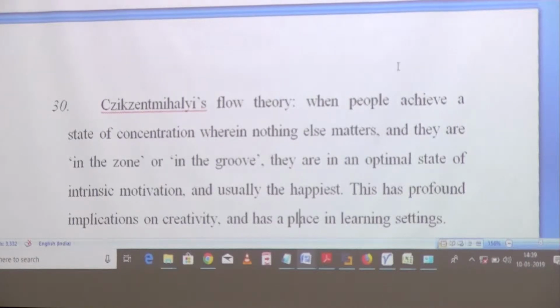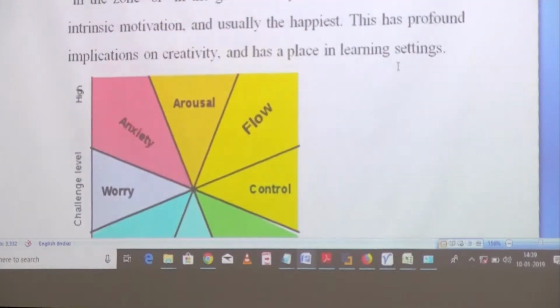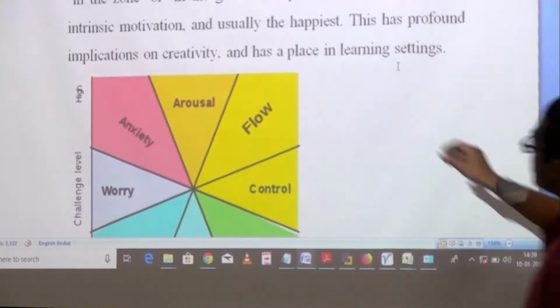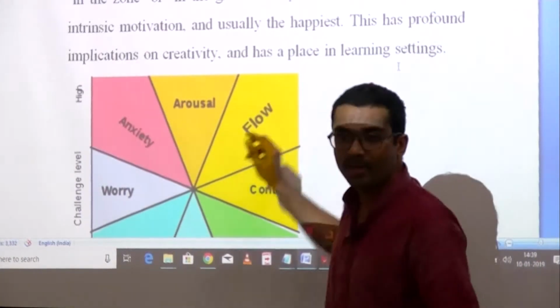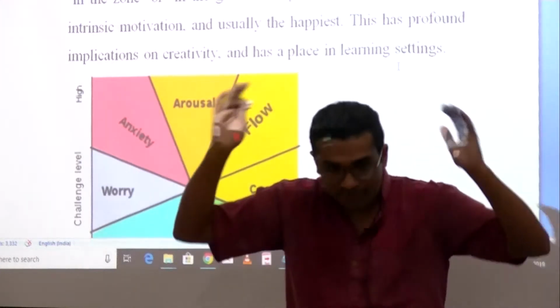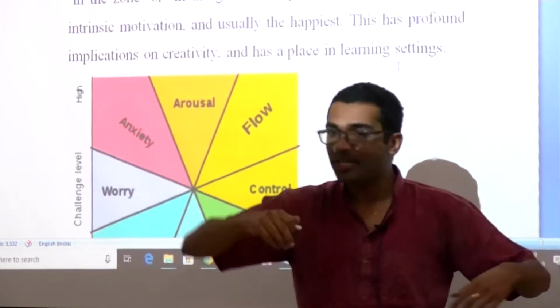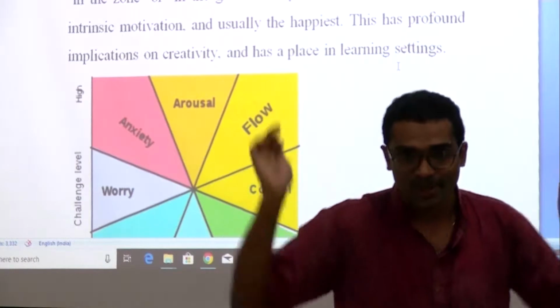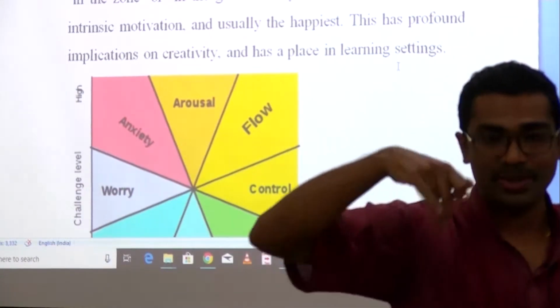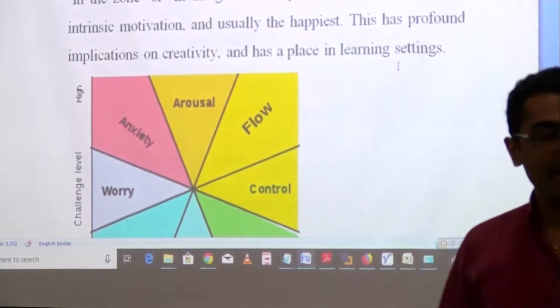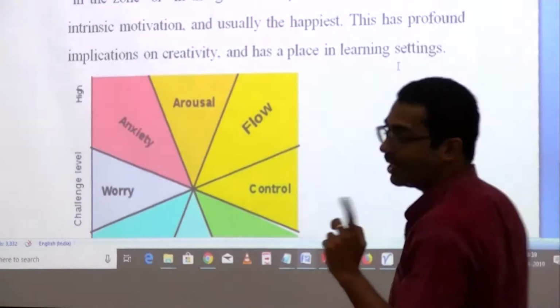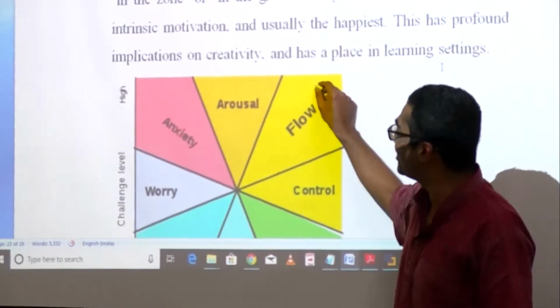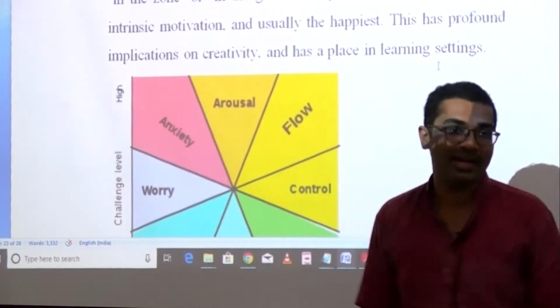Okay, and this has profound implications for creativity and has a place in learning settings. A person who is very happy and is in flow will zoom out and come up with a flurry of possibilities. They will solve this problem and generate new problems and solutions for that. So you're dealing with a person who is in flow. Really, engineering a learning setting has to do with making sure that the persons involved are by and large operating in flow.